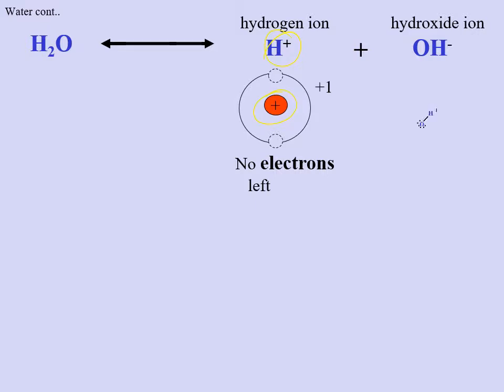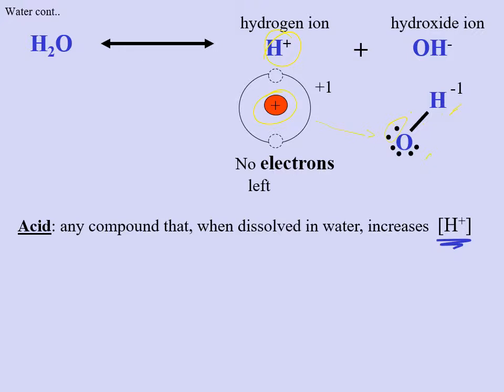A hydroxide ion is a combination of the remaining hydrogen and the oxygen from the initial water molecule. They are still polarly covalently bonded, but the oxygen now has an extra pair of electrons. Where did it get those electrons? From this hydrogen ion back over here, where it was bonded as a water molecule.